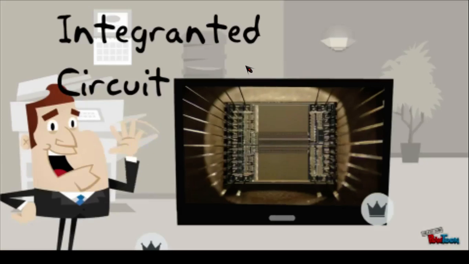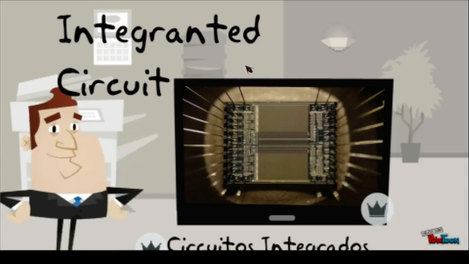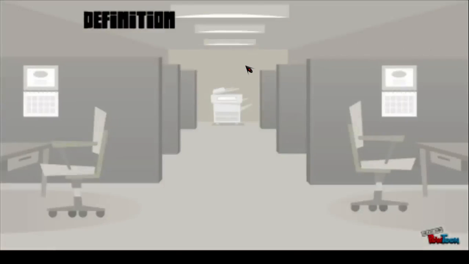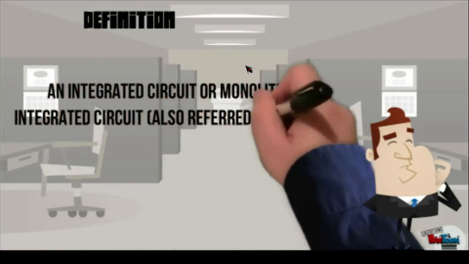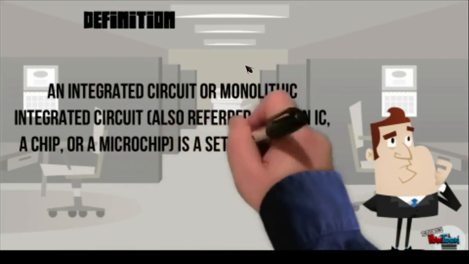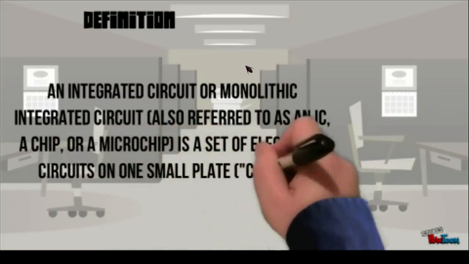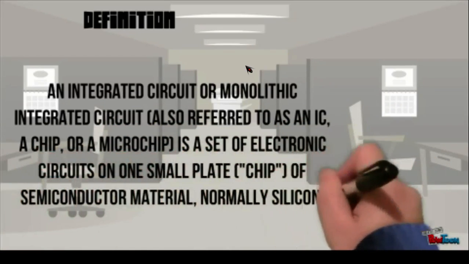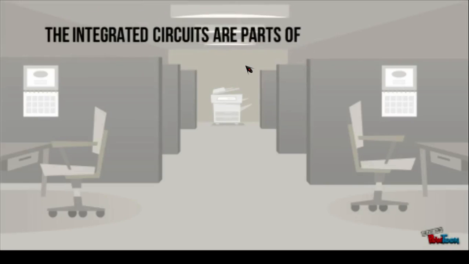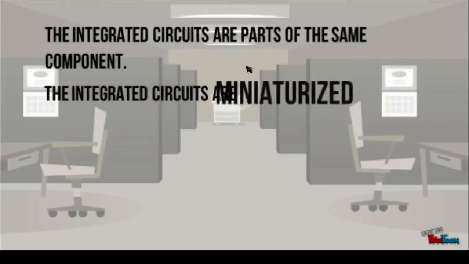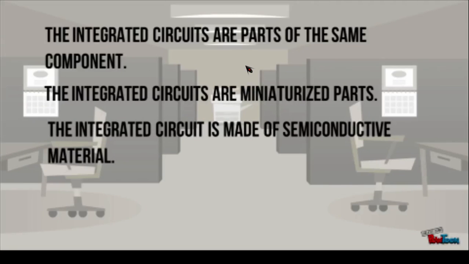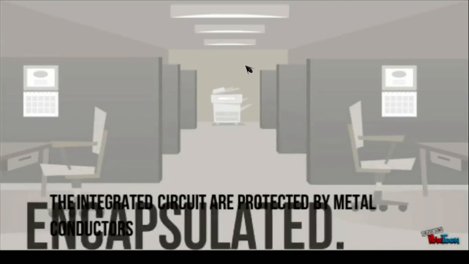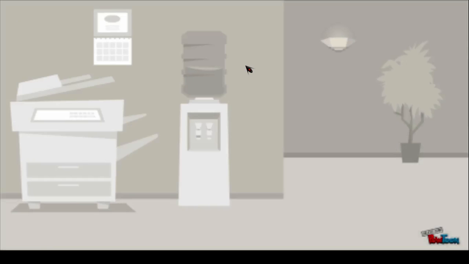Integrated circuit. An integrated circuit, or monolithic integrated circuit, is a set of electronic circuits on one small plate of semiconductor material, normally silicon. The integrated circuits are parts of the same component. They are miniature parts made of semiconductor material. The integrated circuits are protected by a metal conductor capsule.